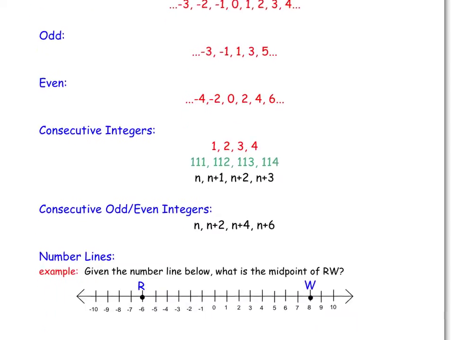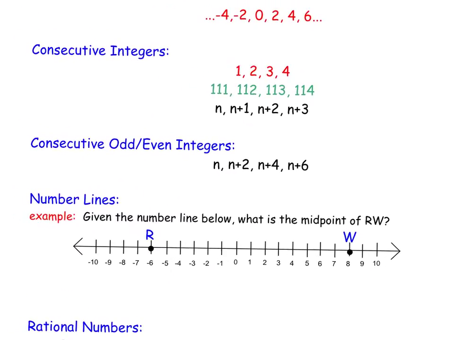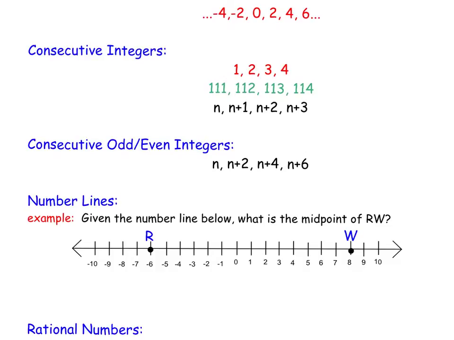Consecutive integers come up sometimes on the ACT. What they mean by consecutive integers, or what the question is asking you to determine, typically are numbers that come in an order. So 1, 2, 3, 4, 111, 112, 113, 114. If you don't know what the numbers are, typically writing them as n plus 1, n plus 2, and n plus 3 is going to be the way to go.